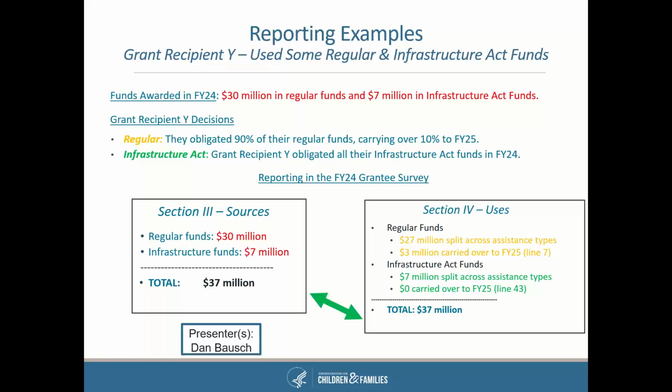Now these are just 2 examples. There are circumstances where maybe there's a small amount you had to return, you couldn't obligate, or you carried funds into 2024, and those would count under a source in section 3. But the same principles you see in these examples apply, and we're happy to answer questions if you are trying to figure out why are my uses or my sources adding up to one number, and why are my uses not matching to that number.